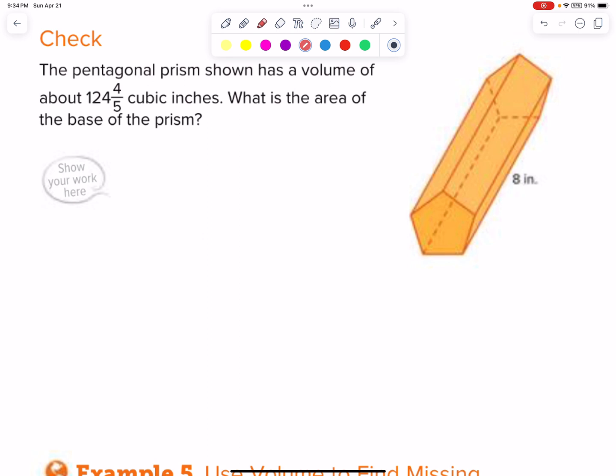So it has a volume of this many cubic inches, and they're asking what is the area. All right, so let's go ahead and take a look. We have volume equals big B times the height, or length, of the entire prism, is how you can think about it. We know the volume is 124.8, equals, and we'll let big B stay big B, because that's what we're trying to solve, the area. And then we know that the height is 8.